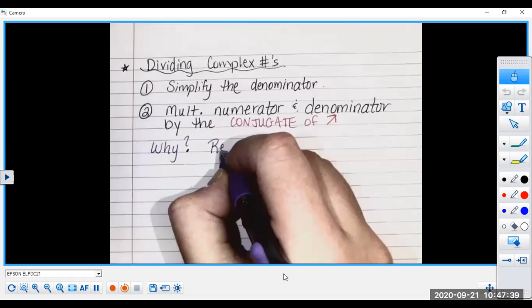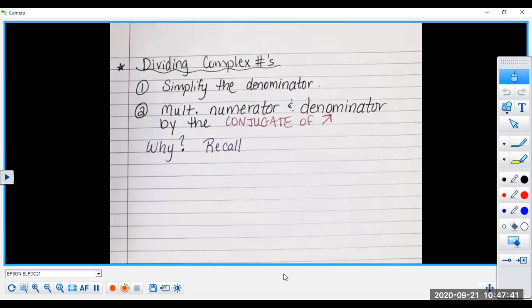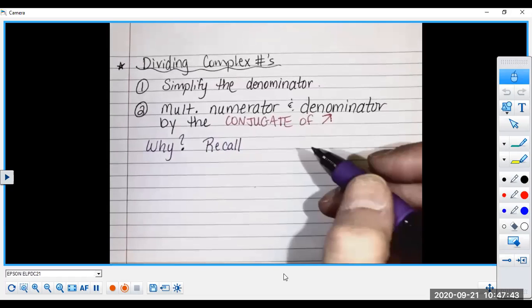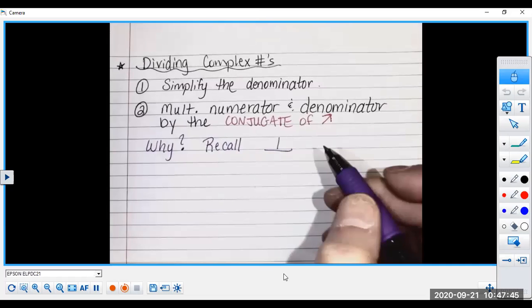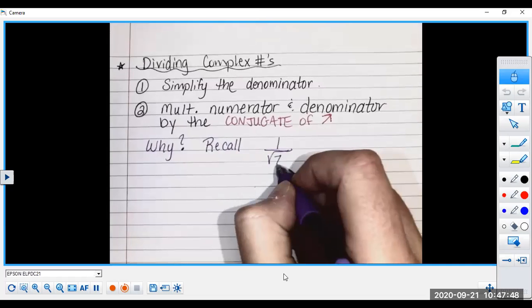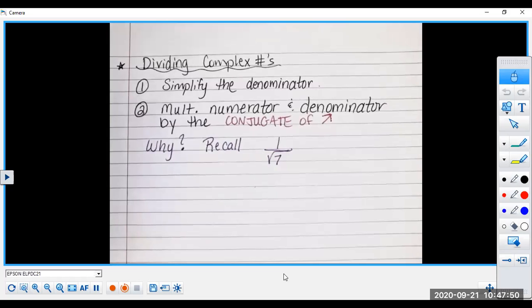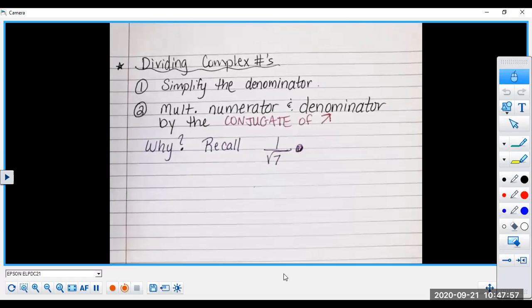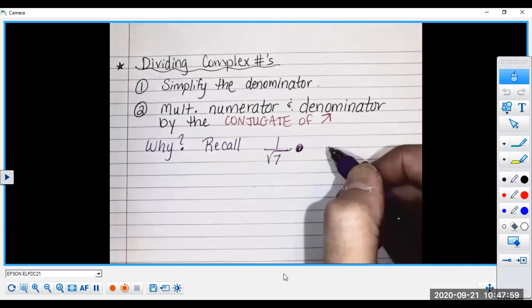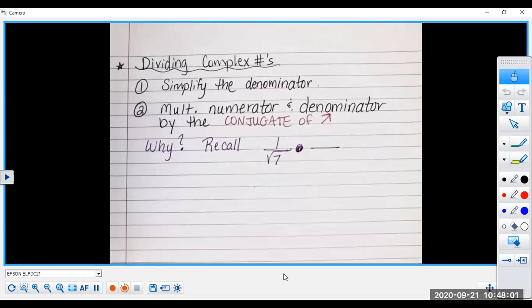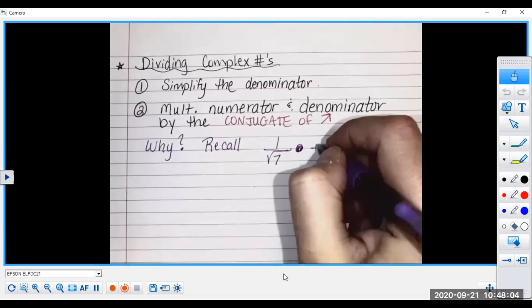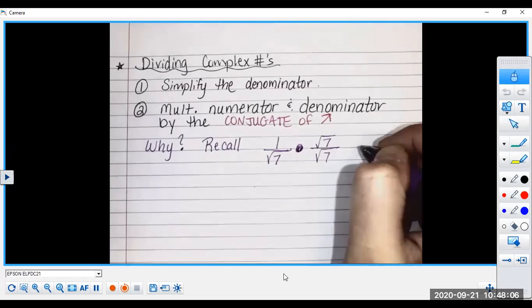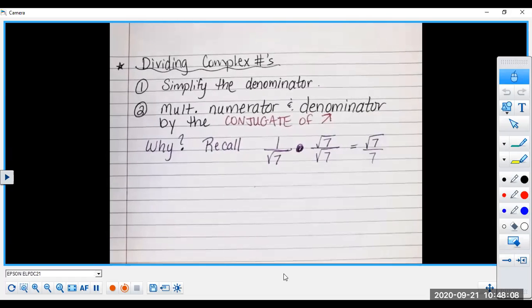And you don't have to write this part unless you just want to. I'm going to show you why that is. Recall if I ask you to simplify 1 over square root of 7, what's wrong with that? You cannot leave a radical in the denominator, right? So what do we multiply the top and bottom by here? Root 7. So we get root 7 over 7. When you multiply the same radical to itself, those radicals cancel.